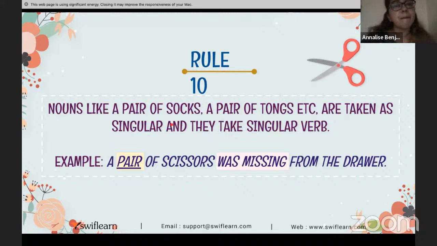Like, a pair of scissors was missing from the drawer. A pair of scissors. Okay, we're talking about only one pair of scissors. I'm not talking about two different scissors. No, just one pair of scissors was missing from the drawer. That's why we use "was missing," which is singular. Okay, now moving on to our next part.